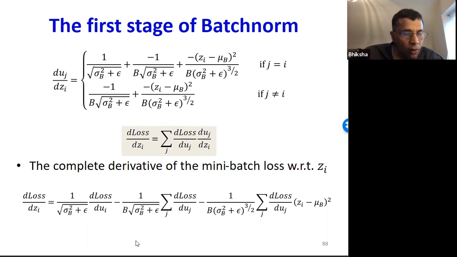Let's assume that all of the instances in the mini batch are identical. What is this term going to be? Does anybody want to take a look and tell me? If all of the instances in the mini batch are identical, then every Zi equals every Zj. So what will this term be?